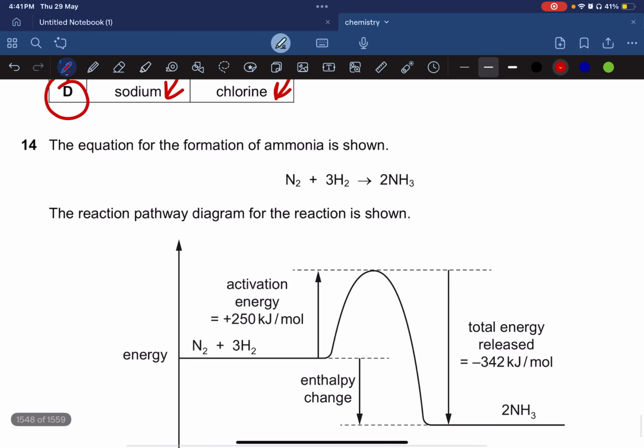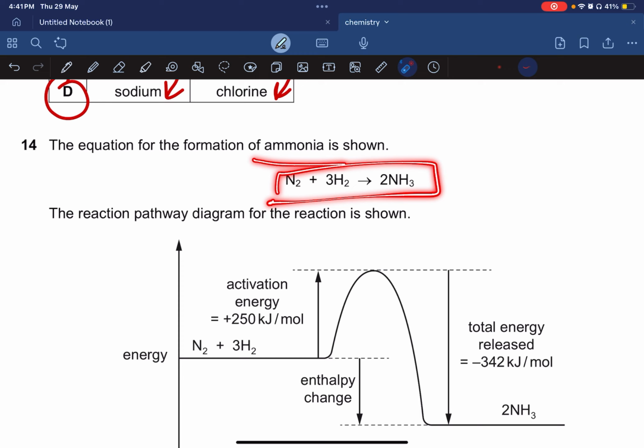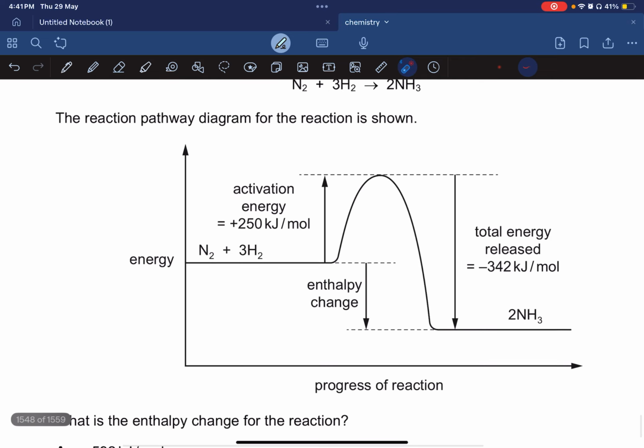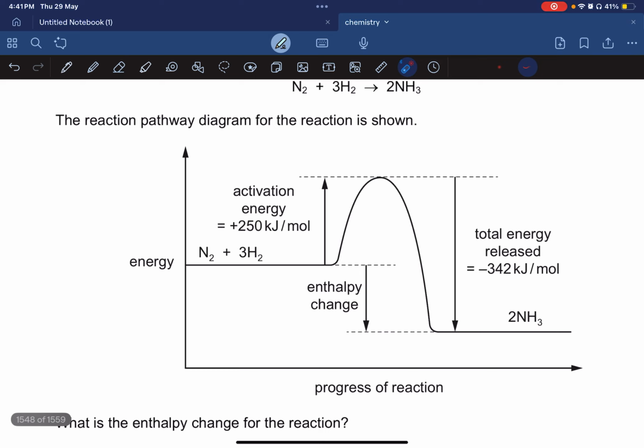The equation for the formation of ammonia is shown. We're making ammonia, that's through the Haber process, I guess. The reaction pathway diagram for the reaction is shown. What is the enthalpy change for the reaction? The enthalpy change for the reaction is basically this thing.